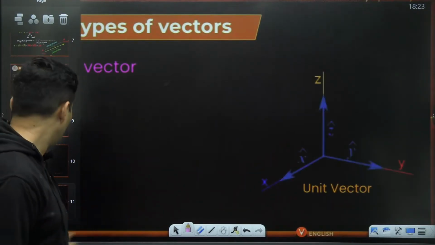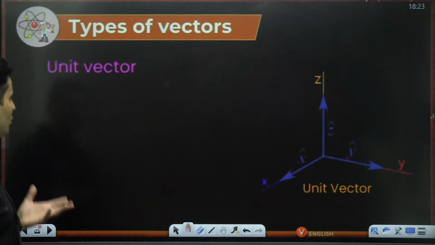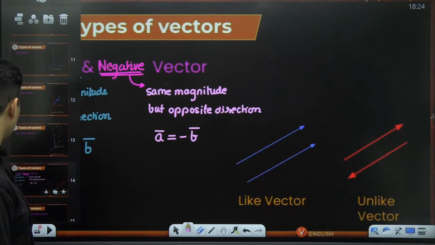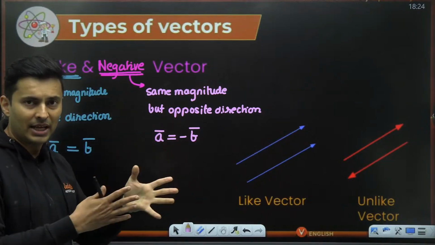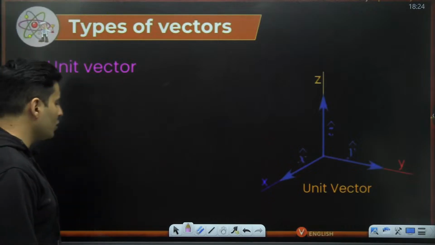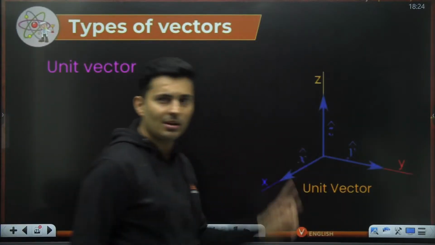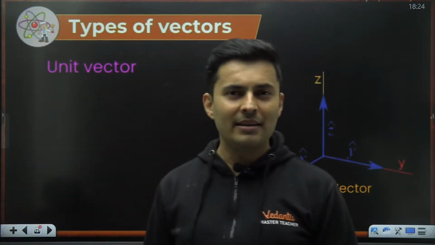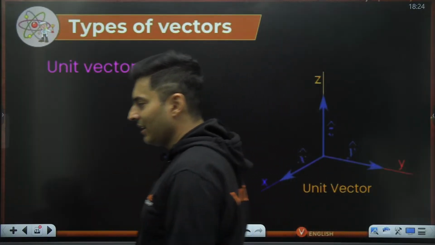So first we just spoke about the zero vector concept, which has no magnitude at all. Then the next one, unit vector. But before going to unit vector, let me just remind you of the like vectors and the negative vectors, same direction or opposite direction. This also we did. Now we'll talk about unit vector. This is also very important. Unit means what? Unity means number 1. It's a very special number like 0, 1 and infinity. One of the most famous numbers in mathematics, right? 0, 1 and infinity, right?